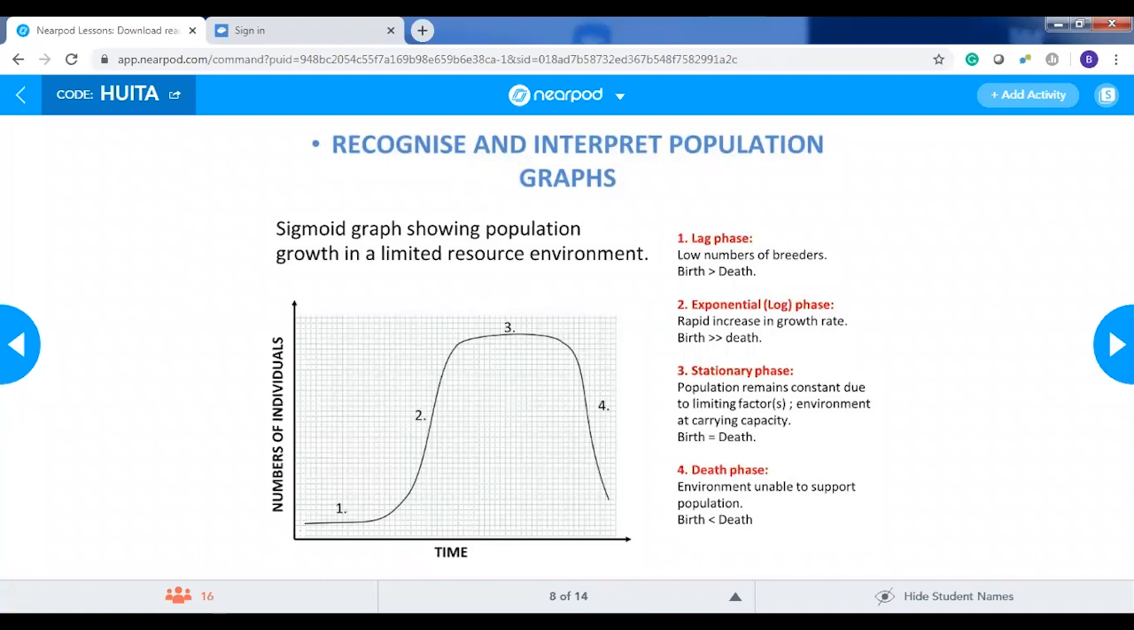Is it there? Yes. Okay, so these are important, the 4 phases.